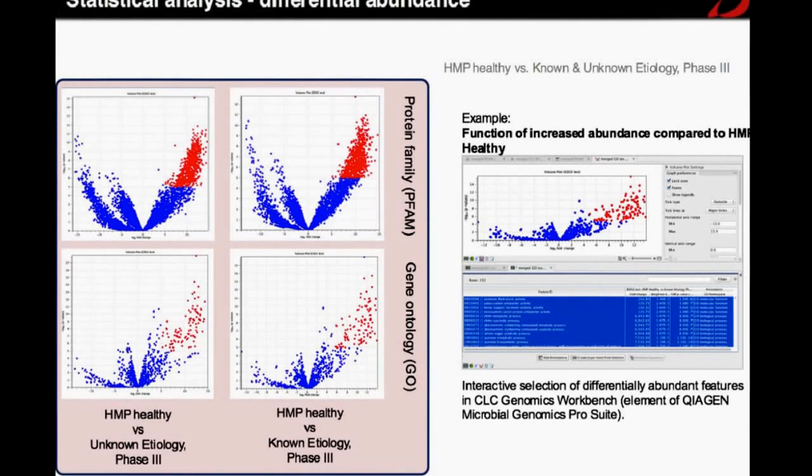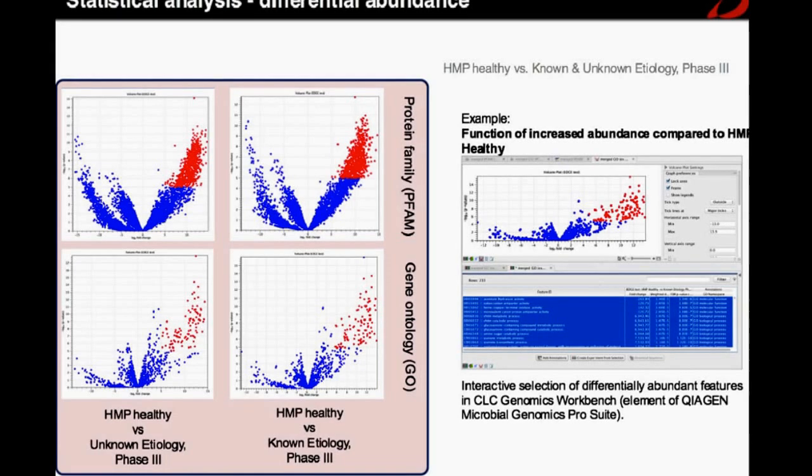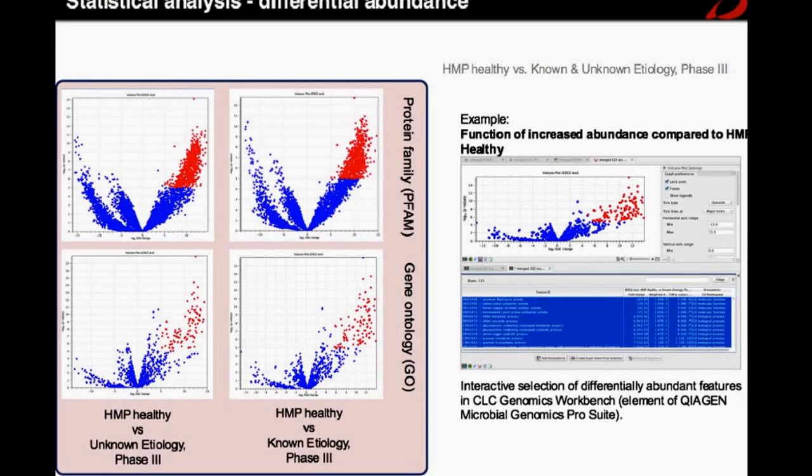The next stage that we carried out here is, after having established all the functional profiles for all the metagenomes, we carried out differential abundance analysis between the different groups, the healthy and the known and unknown etiologies. The idea here is that we identify genes or gene functions that are both drastically overabundant in the groups of interest, yet for which you have a statistical significance.